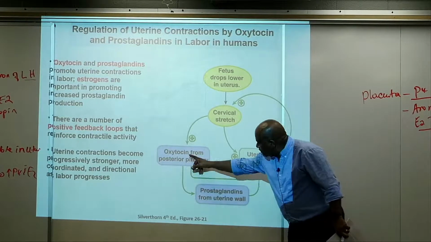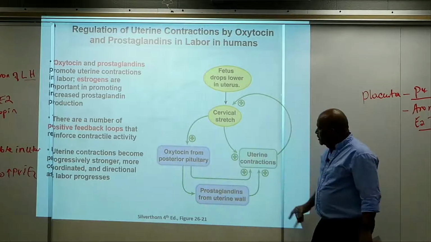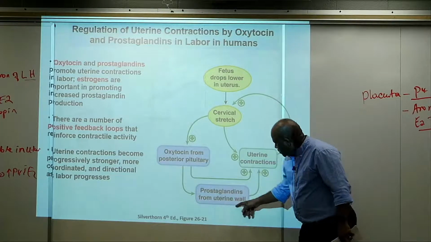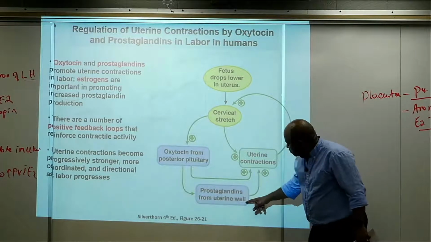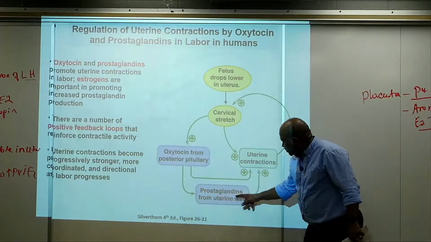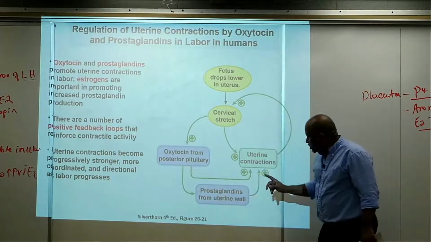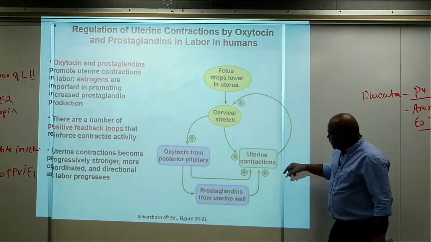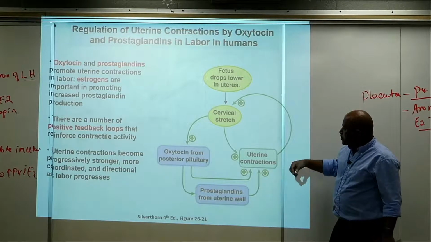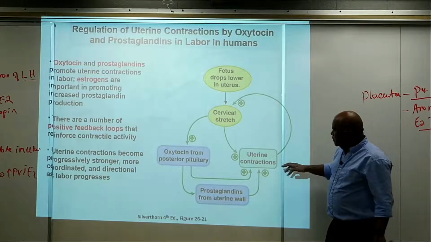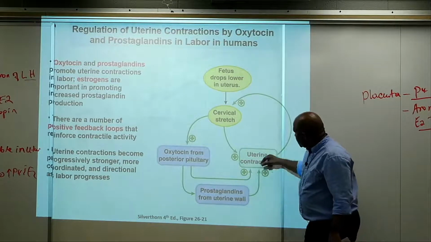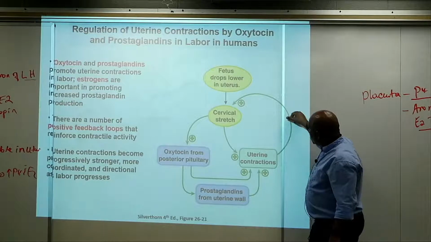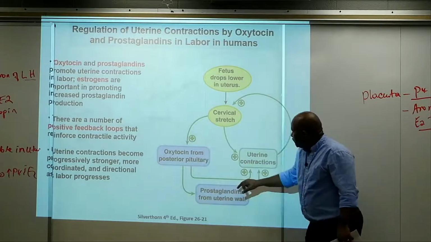And at the same time, this oxytocin is acting on the uterus so that the uterus produces prostaglandins. Prostaglandins are very important for inducing the uterine contraction so that labor will start. So this is a process which is going as a kind of positive feedback.